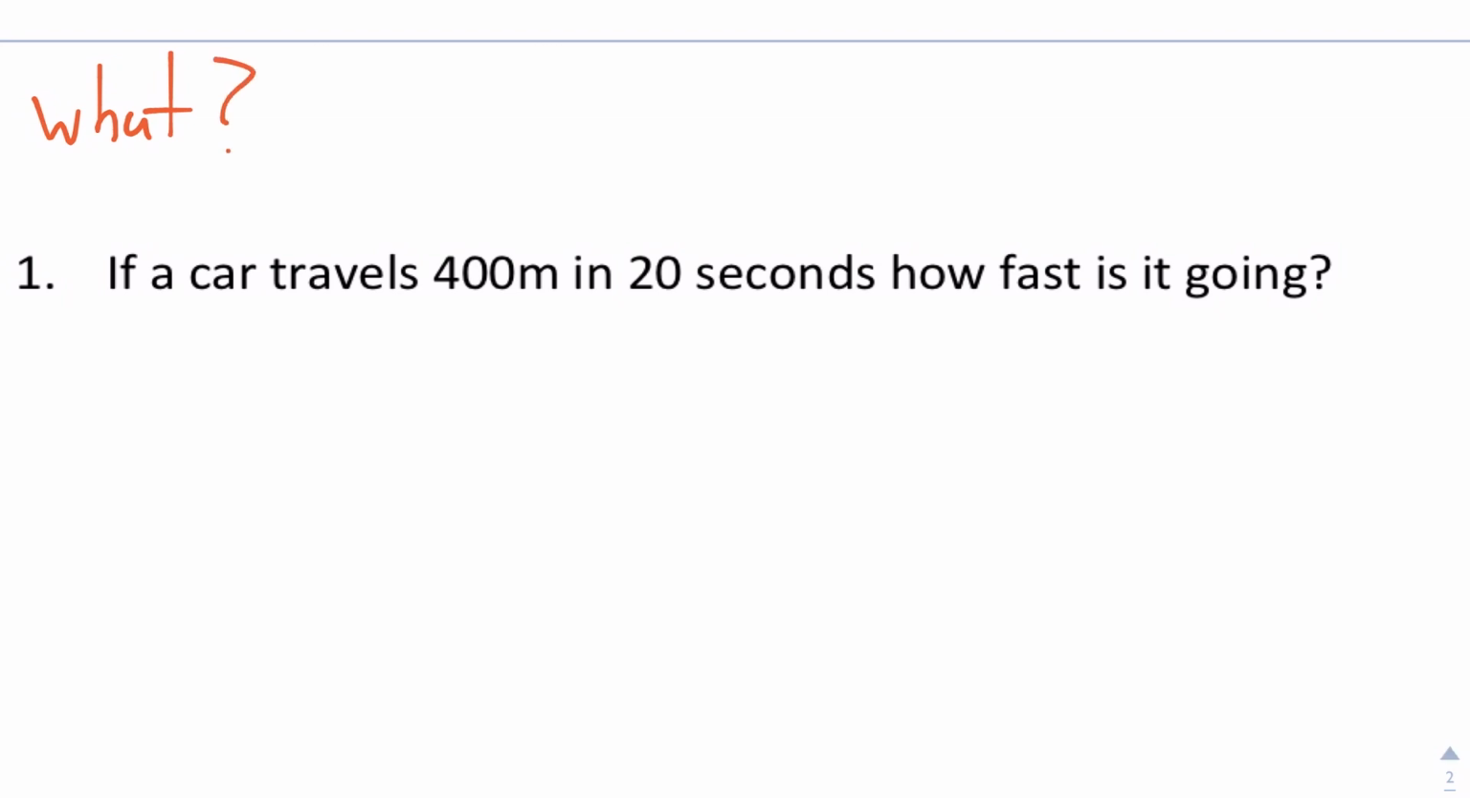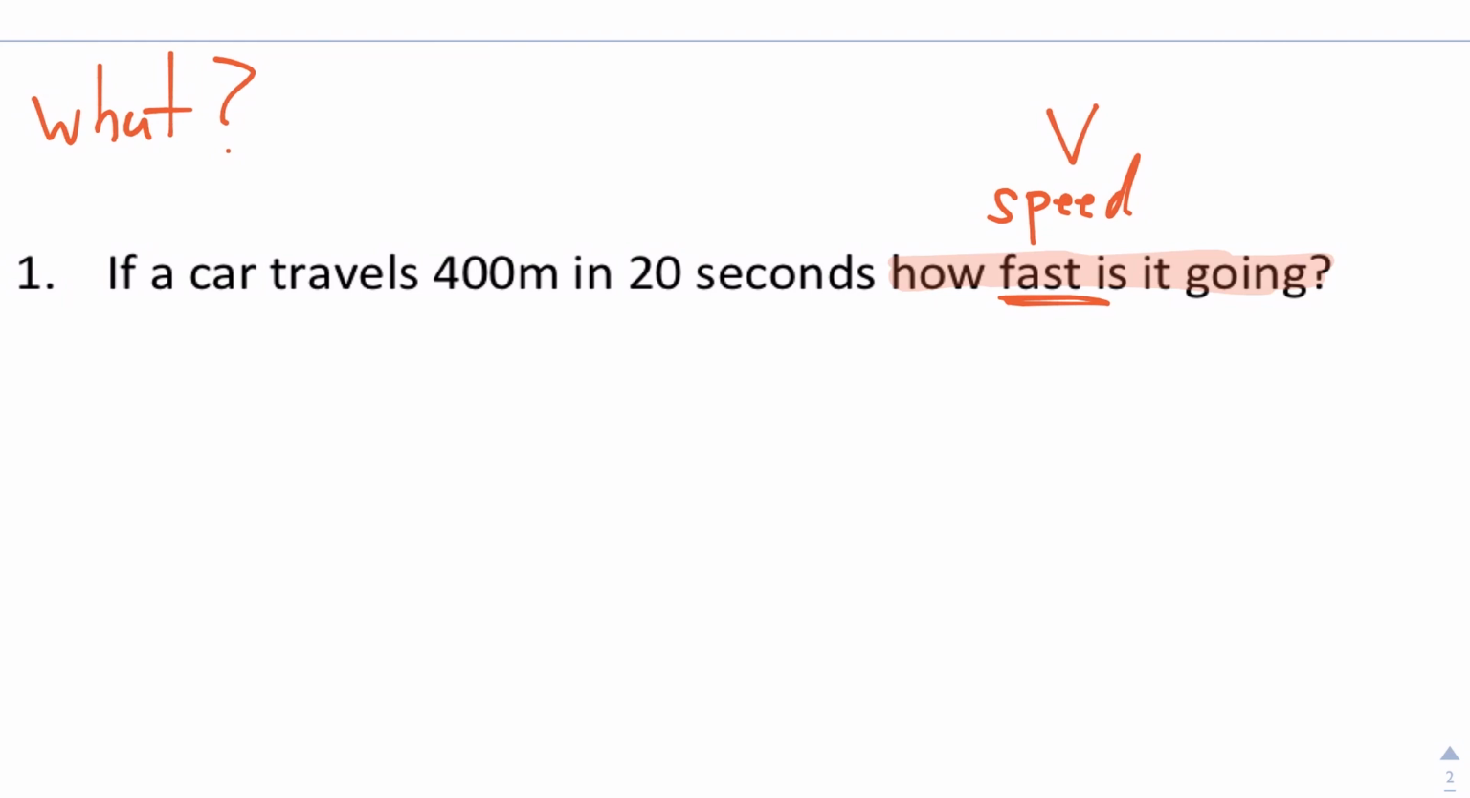Well, it seems to be asking me, how fast is it going? Okay, how fast is it going? Well, this is important. How fast? Well, I know the variable for fast is, it's talking speed, isn't it? Okay, so it's talking speed. We want v. That's what we're looking for.